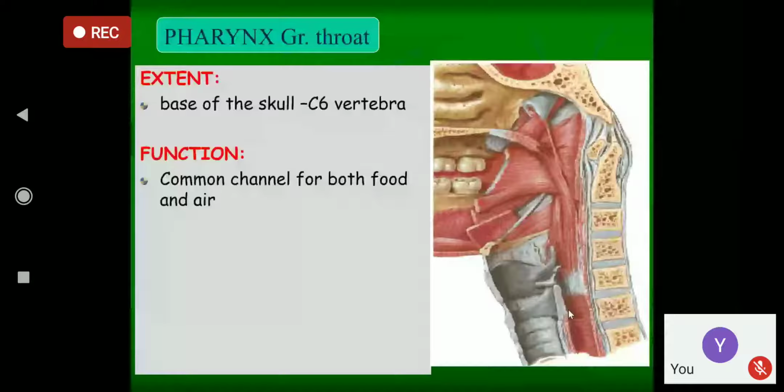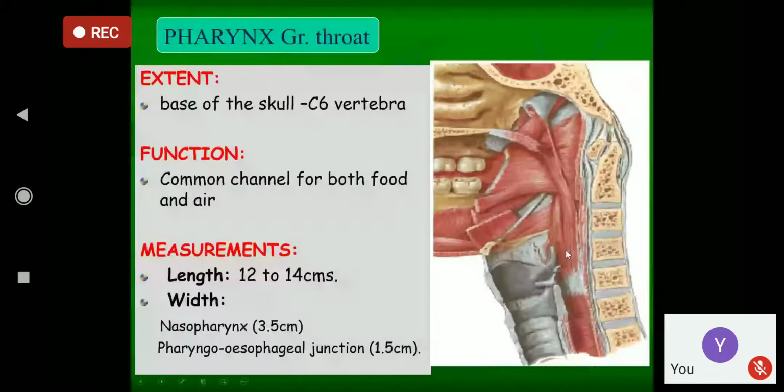then the widest part is at the top, and below the pharynx, this will continue at over here at the C6 vertebra. From below over here, it will continue as esophagus. So this one is the pharynx, this one is the esophagus, and this one is the narrowest part of the pharynx. That is only 1.5 centimeter.